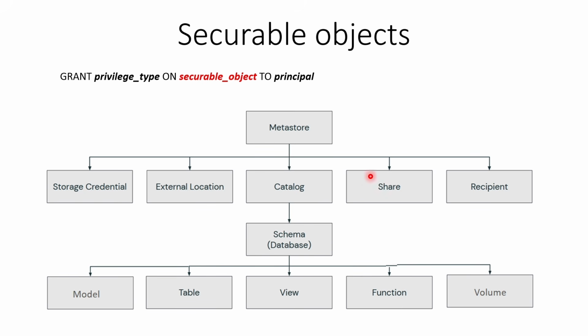Then a share. A share is a logical grouping of tables that you intend to share using Delta Sharing. A share is contained within a Unity Catalog Metastore. The last is the recipient. This is an object that identifies an organization or group of users that can have data shared with them using Delta Sharing. These objects are contained within the Unity Catalog Metastore.